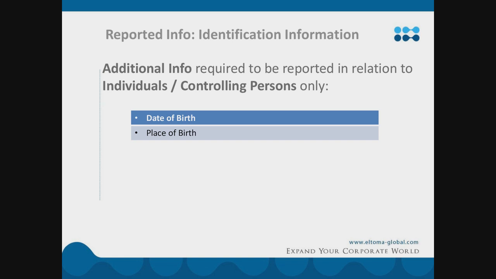Additional information required to be reported in relation to individuals or controlling persons only is the date of birth and the place of birth. And this is one of the differences of the Common Reporting Standards in comparison with FATCA, for example, because under FATCA, the date of birth of controlling persons is not disclosed, whereas under the Common Reporting Standards, the date of birth of controlling persons is to be reported.